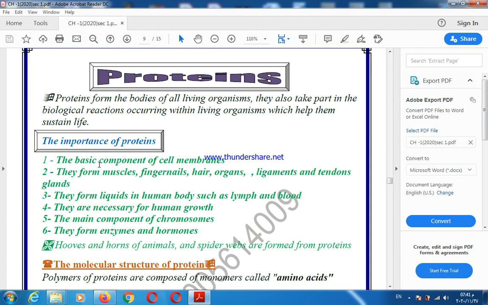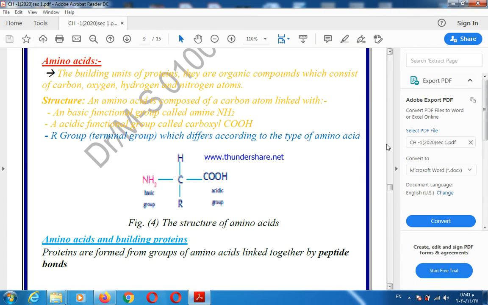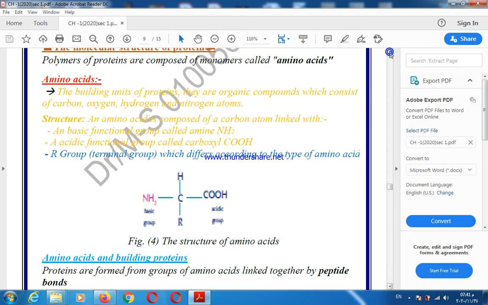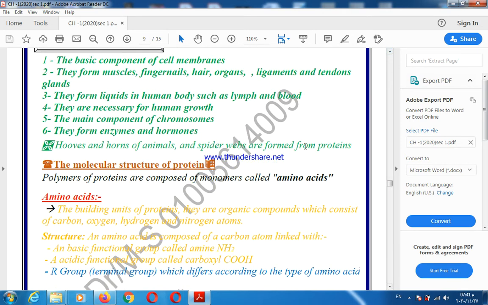They are necessary for human growth, and are the main component of chromosomes. They form enzymes and hormones inside the body of living organisms. Proteins can also share in the structure of some animal parts such as hooves and horns, and also in the structure of spider webs.